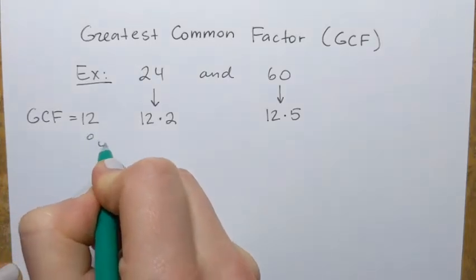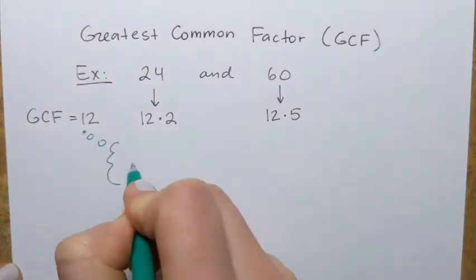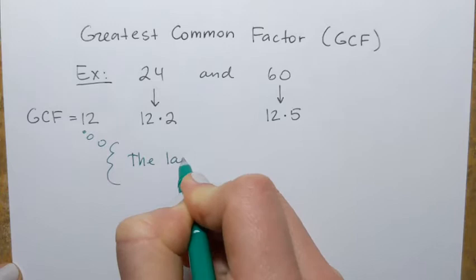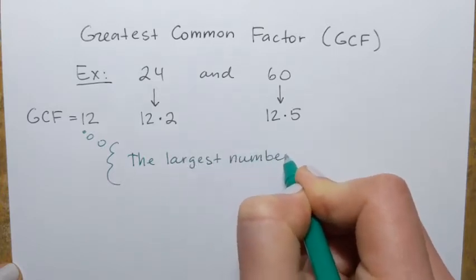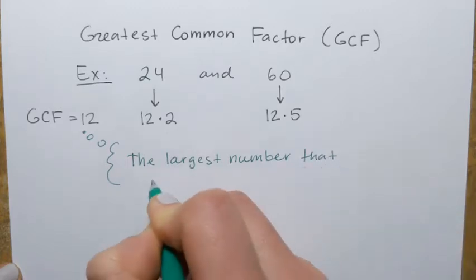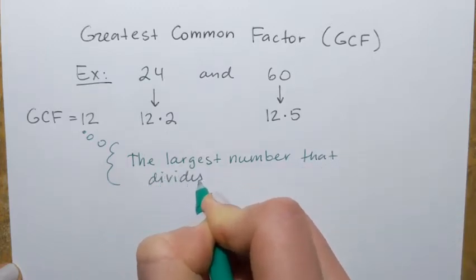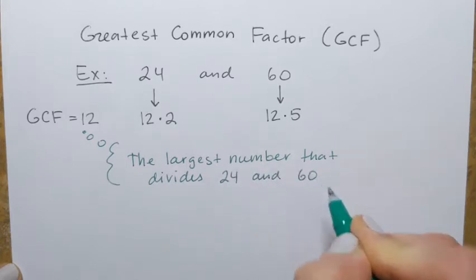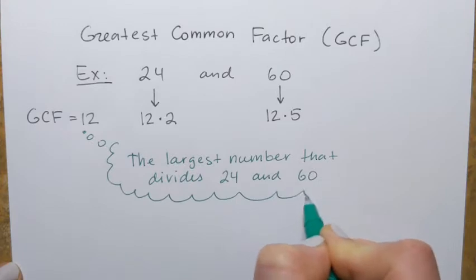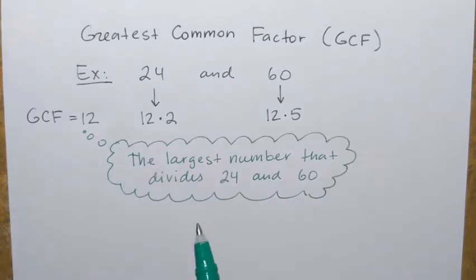So that is the largest number that divides 24 and 60. This is one of the ways to find the greatest common factor, especially if you work with small numbers. So just think about the largest number that divides the two or three numbers you're given.